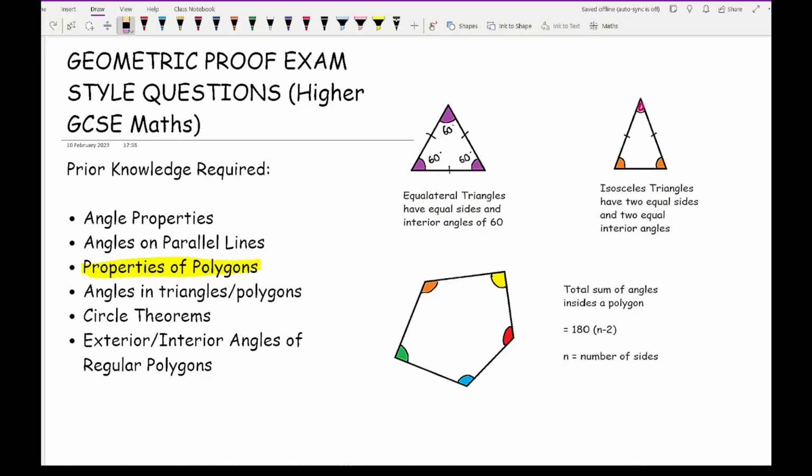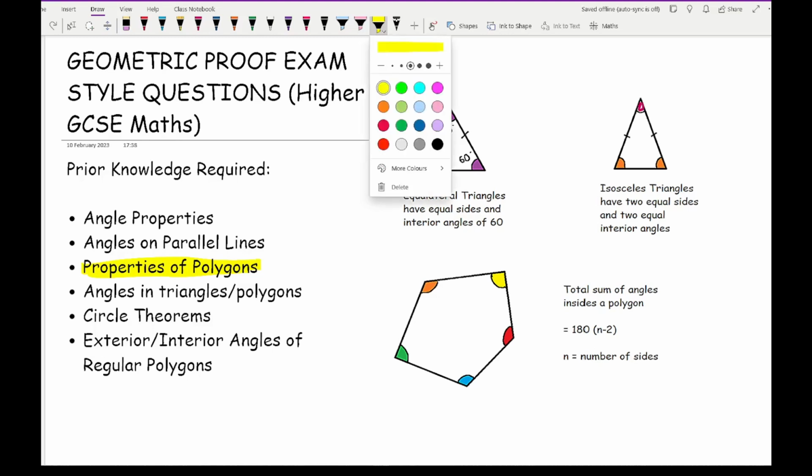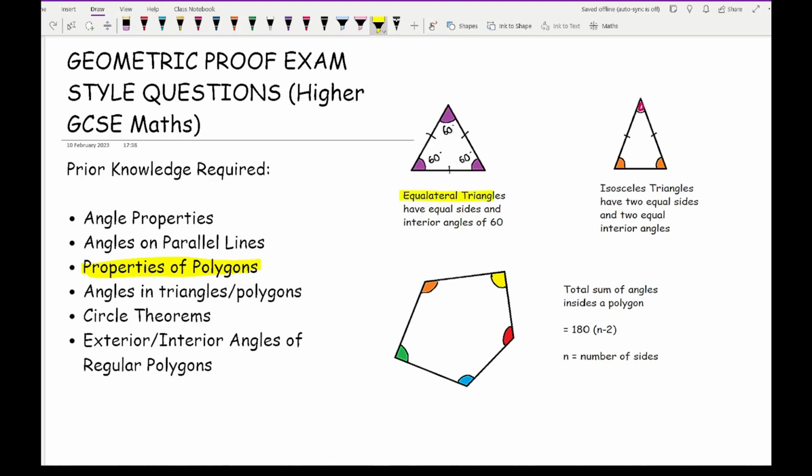So it's really important that you're able to establish and know that, obviously, angles inside any triangle have a total sum of 180. But when you've got an equilateral triangle, and this is usually represented when there are markings on all three sides to imply that they're all equal length, the angles inside the equilateral triangle are all going to be 60 degrees. And with an isosceles triangle, not only have you got two sides the same, you're also going to have two equal interior angles as well.